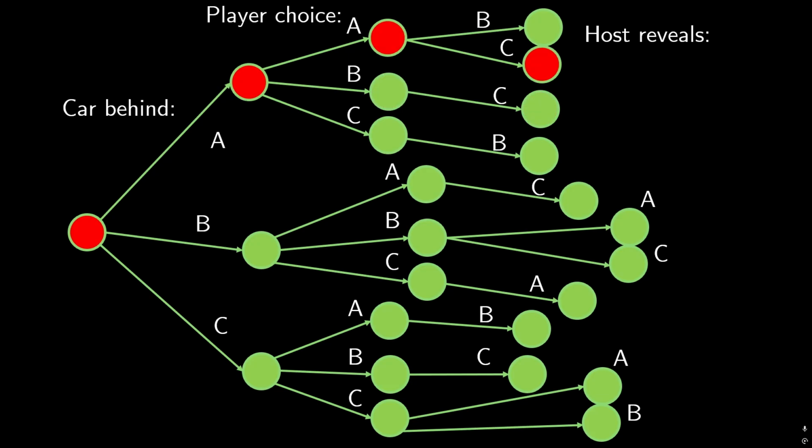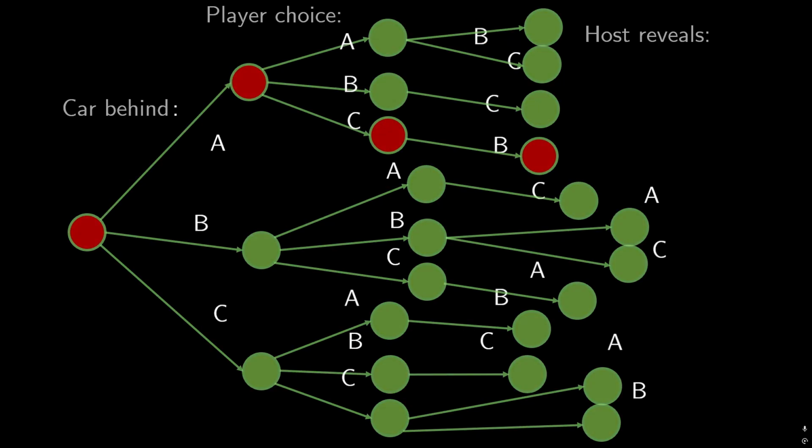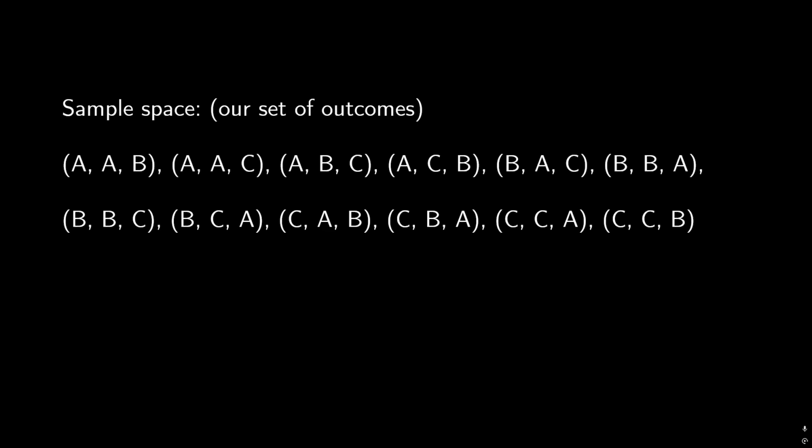It could also be the case that the car was behind door A, the player chose door A, and the host chose to reveal door C. Let's go through another example. The car could have been behind door A, the player could have chosen door C, and the host could have revealed door B. You can imagine how we are going to just enumerate all the possible sequences of outcomes. So if I were to write this out in a sequence, we could have sequence AAB.